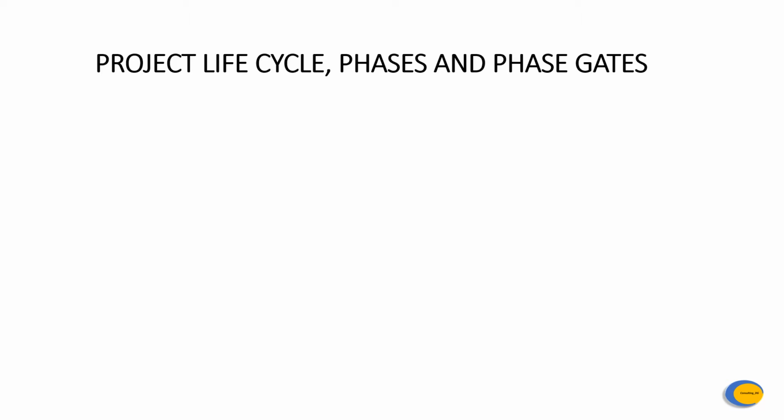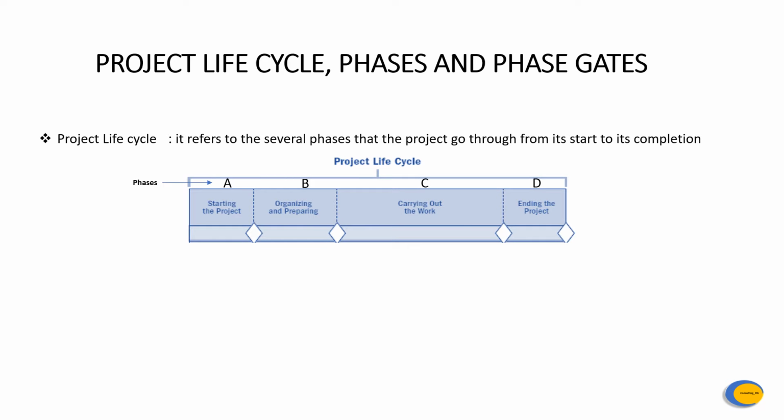Another key component that interrelates with others during the project is the project lifecycle. It refers to the several phases that the project goes through from its start to its completion. A phase is a collection of logically related activities that end in the completion of one or more deliverables. It can be described by a variety of attributes such as name, numbers, letters, resource requirements, exit criteria, entrance criteria, etc.